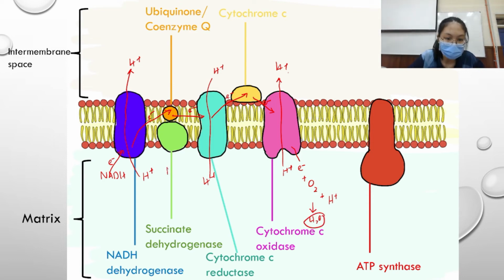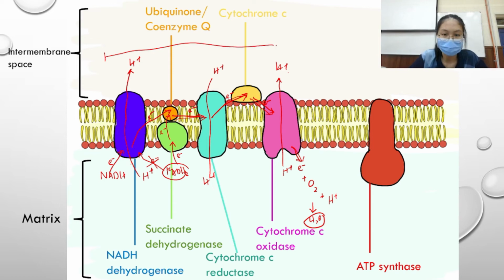And for FADH2, this is different from NADH. The FADH2 is more electronegative than the NADH dehydrogenase, so it cannot pass electron to NADH dehydrogenase, but it passes electron to succinate dehydrogenase. And after that, the process is the same as the NADH, which passes to coenzyme Q, passes to cytochrome C, and pumps proton, and passes to cytochrome C oxidase and pumps proton, and the last, the electron is accepted by the oxygen. Alright, so this is the process of ETC.